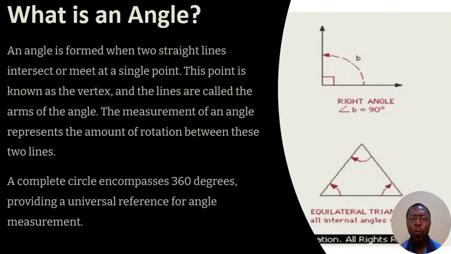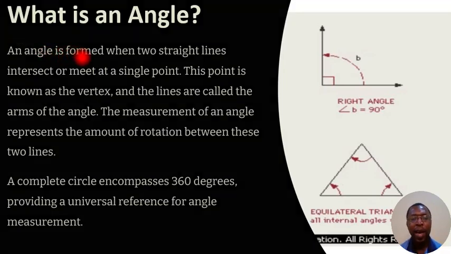So firstly, what is an angle? When we say an angle, it's simply defined as two straight lines intersecting or meeting at a point. An angle is defined as the intersection of two straight lines meeting at a point.